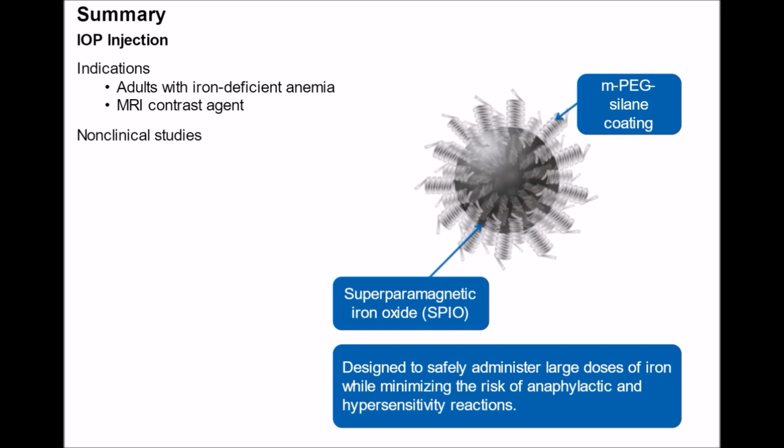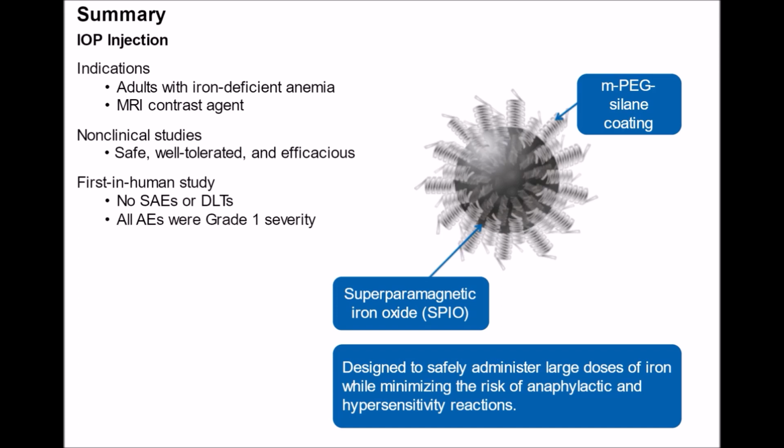Non-clinical studies have demonstrated that IOP injection is generally safe, well tolerated, and efficacious for use in iron-deficient anemia. The first in-human study of single, low-dose injections observed no serious adverse events or dose-limiting toxicities. All adverse events were non-serious, grade 1 events. The most commonly observed treatment-related adverse events were increased transferrin saturation and dyspnea.